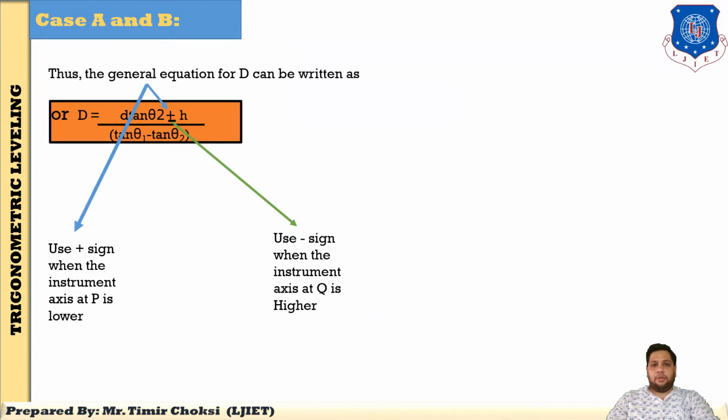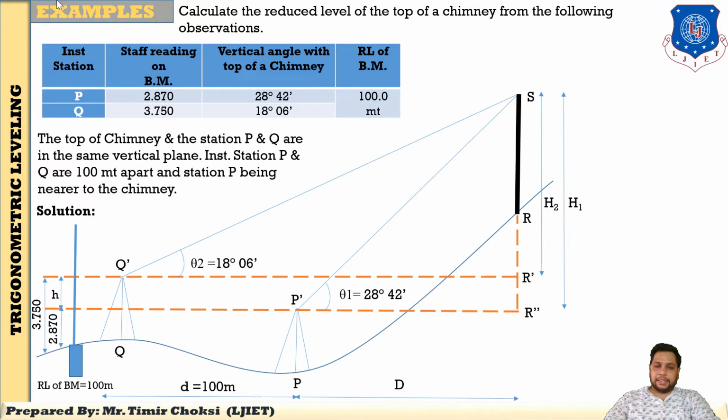Now I am going through the example. So students, pay clear attention and listen. Calculate the reduced level of the top of a chimney from the following observations. You have to find the RL of the top of the chimney. Consider the chimney as our object, and S is equal to the RL of the top of the chimney point.